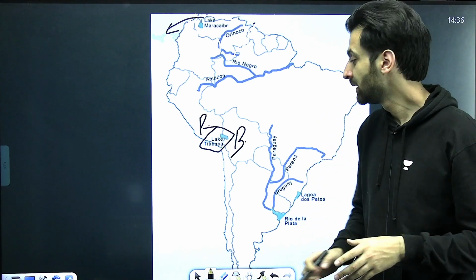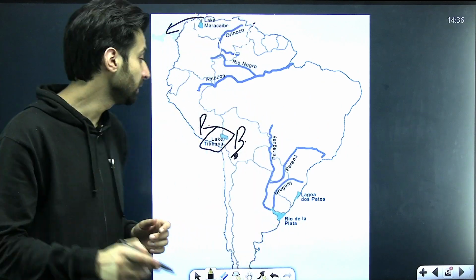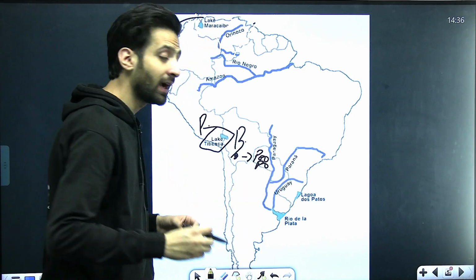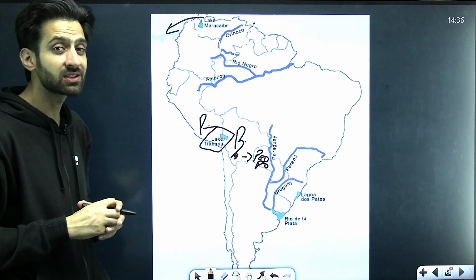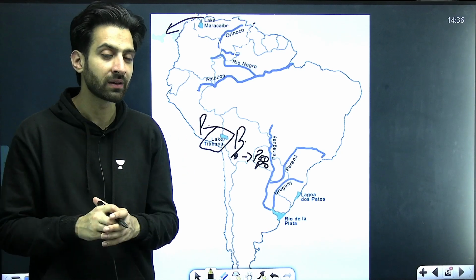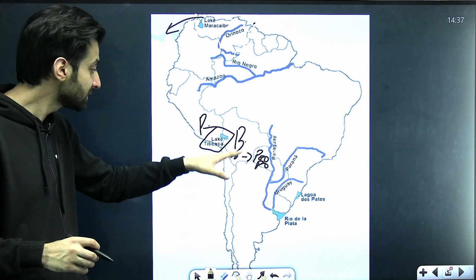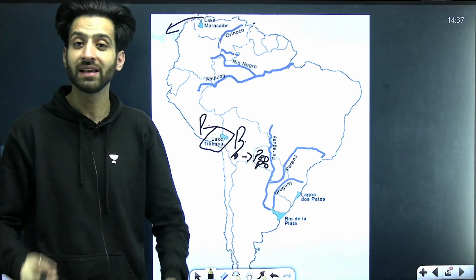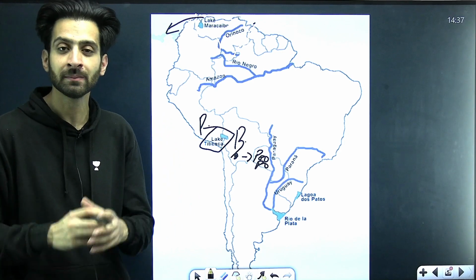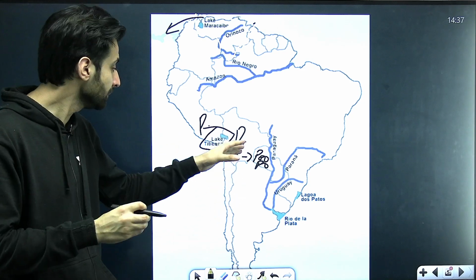After that, you will have one more lake around this region, that is Lake Poopó, P-O-O-P-O. This is again very important, as we already discussed some lakes that are drying up in the previous lecture on the African continent, where there was a lake named Lake Chad that was also drying up. Likewise, Lake Poopó is also drying up. That is why it becomes very important as far as the examination is concerned. Lake Poopó is situated in Bolivia.